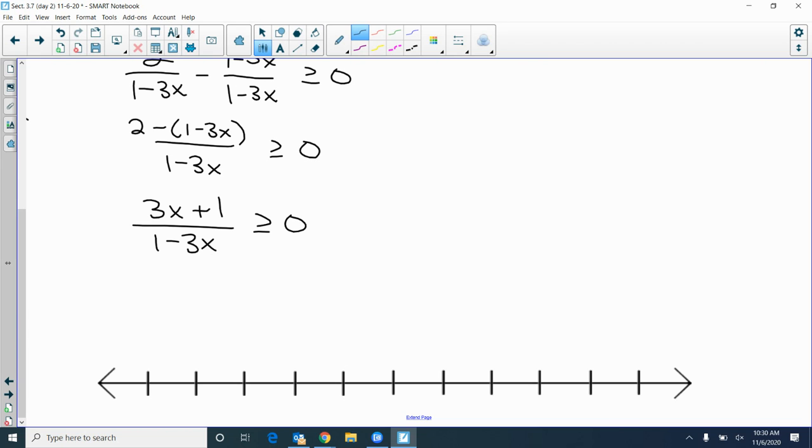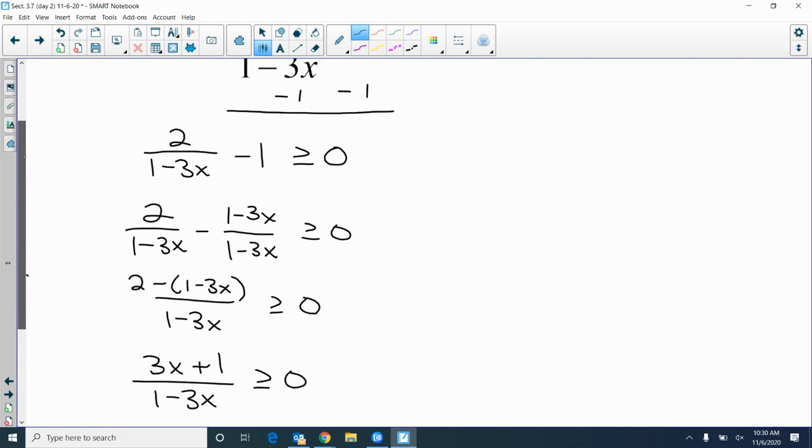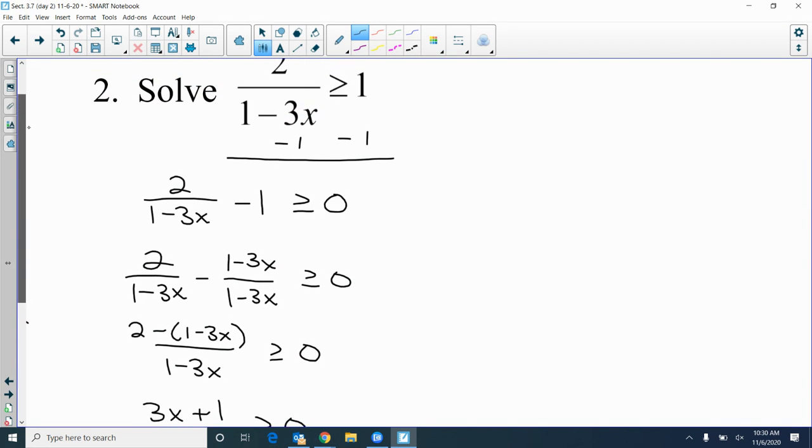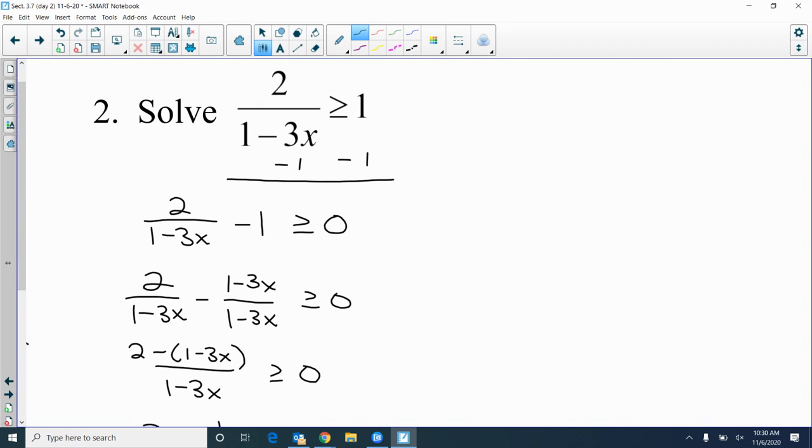Instead of changing 1 to 1 minus 3x over 1 minus 3x, couldn't you have multiplied 2 over 1 minus 3x by the same thing, so it would eliminate the denominator, and then it would make it 2 times 1 minus 3x, minus 1? Talking about in the beginning? Yeah.